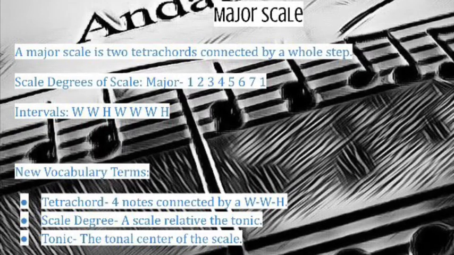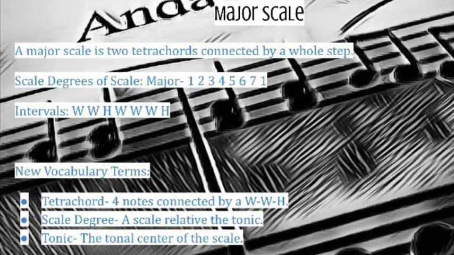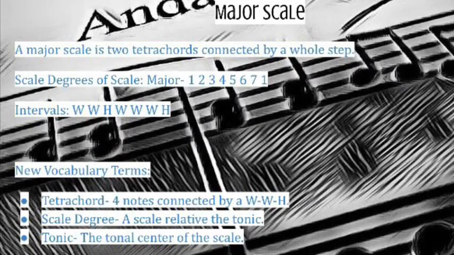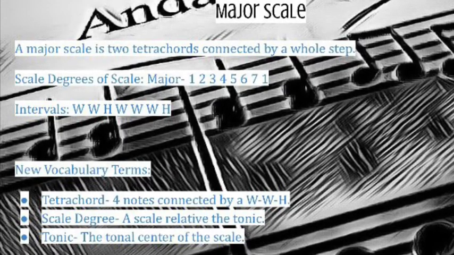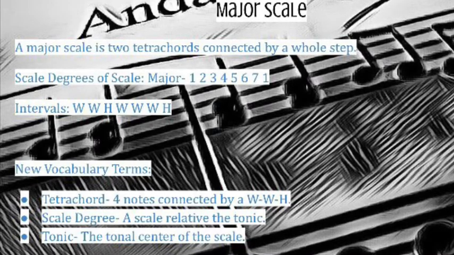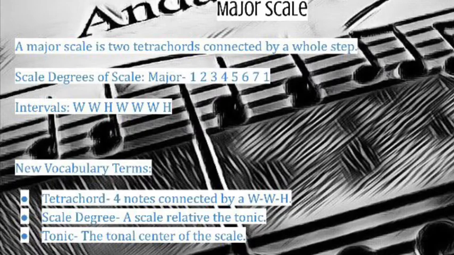The new vocabulary terms we have here are tetrachord, which is 4 notes connected by a whole step and then a half step; scale degree, which is a note's position relative to the tonic; and tonic, which is the tonal center of the scale. So when I'm talking about tonic, it is the do. It is that 1 that you see in the scale degrees.